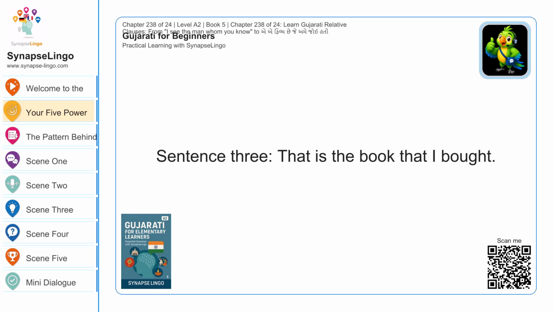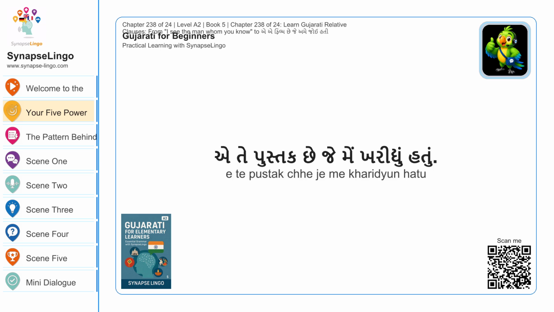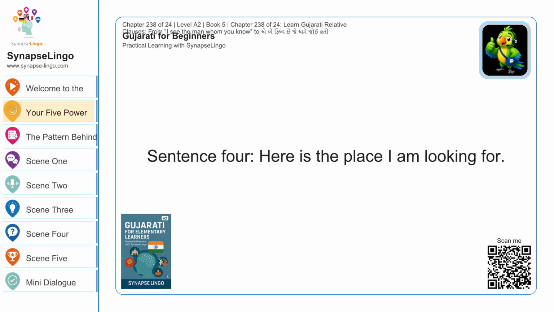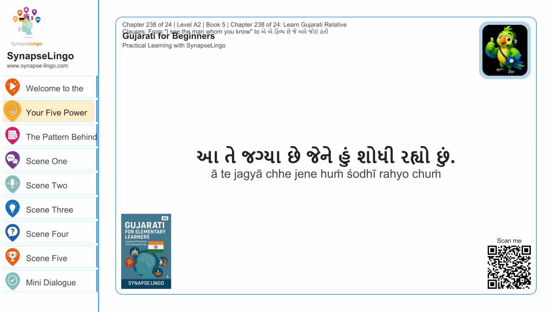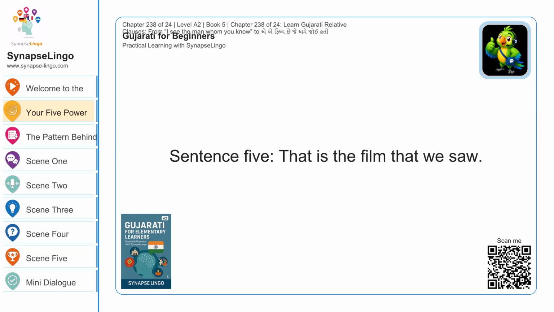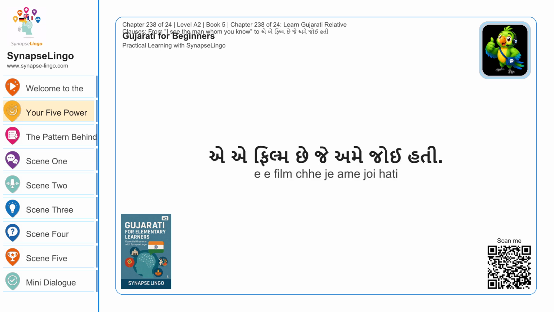Sentence 3. That is the book that I bought. In Gujarati. એ તે પુસ્તક છે જે મેં ખરીદ્યું હતું. Sentence 4. Here is the place I am looking for. In Gujarati. આ તે જગ્યા છે જેને હું શોધી રહ્યો છું. Sentence 5. That is the film that we saw. In Gujarati. એ ફિલ્મ છે જે અમે જોઈ હતી.